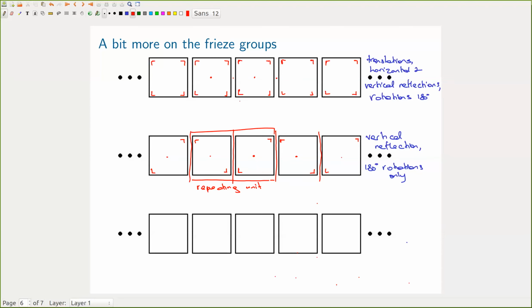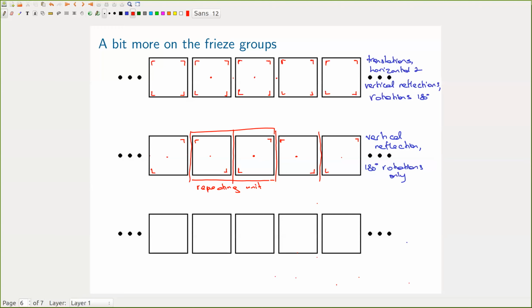There are reflections in all the vertical lines between adjacent tiles. There are rotations about the point, which is the center of each tile. And there are no reflections in the horizontal axis, but there are what they call glide reflections. So if you notice, if you flip this whole pattern in the horizontal axis, you don't preserve it because you adjust the positions of the corners.